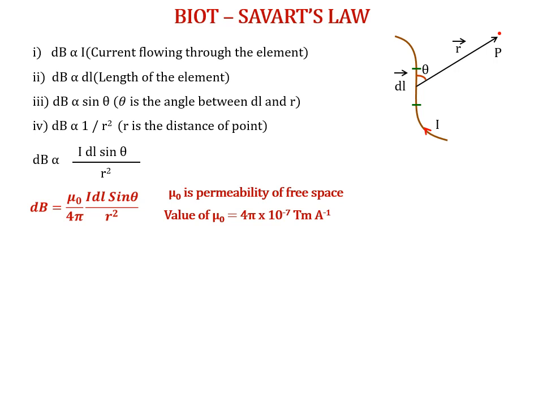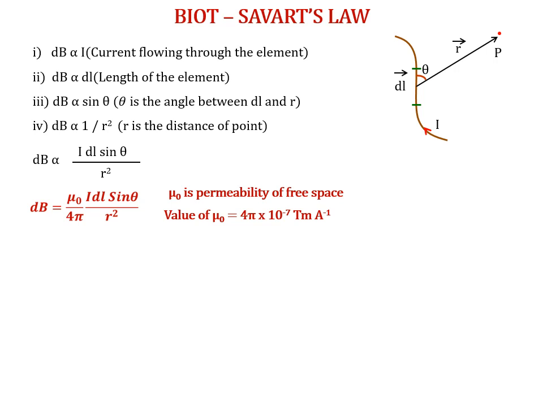You know, distance or length is measured in meters. Current is measured in ampere. Here Tesla represents the unit of magnetic field. So magnetic field is measured in Tesla. So permeability is 4 pi into 10 to the power minus 7 Tesla meter per ampere. So we have represented here the magnitude of the small field produced at the point P due to the element dl. Now we want to find out the direction.